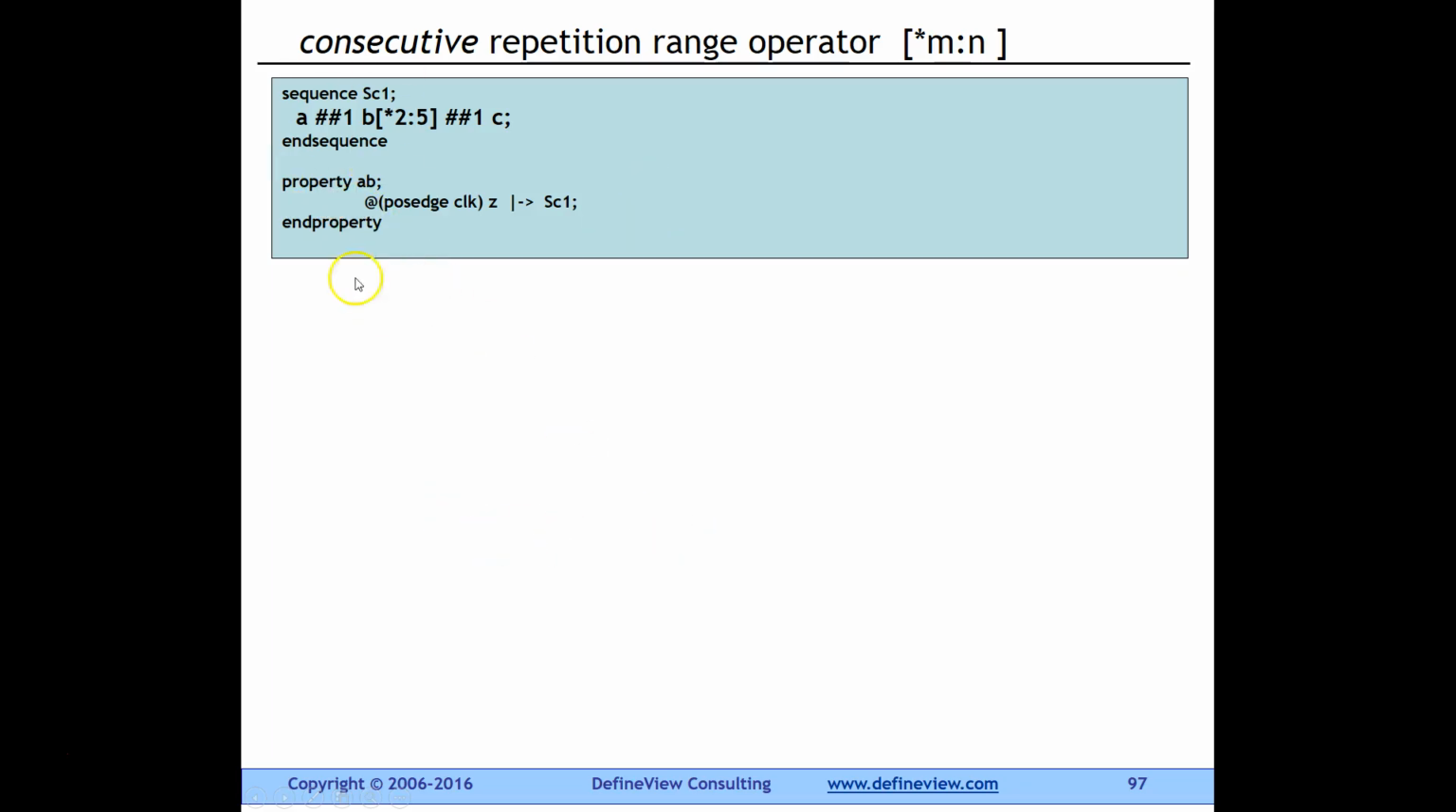It is the same property, but here what I'm saying is A, 1 clock later should be followed by B. B should remain consecutively high for 2 clocks or maximum 5 clocks. But after this, 1 clock later, C should be high. Now think of 1 as the ending event, or what I call qualifying event. And you will soon see the significance of C on 5.